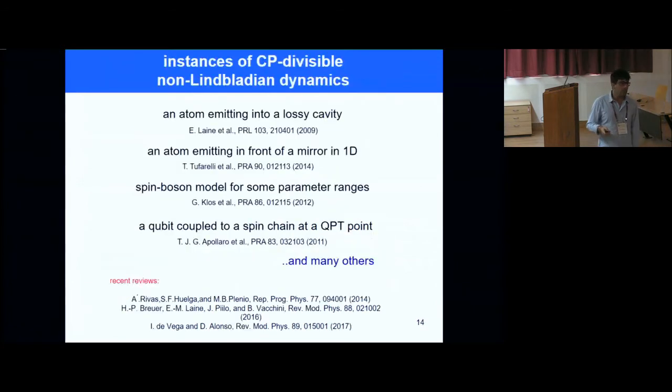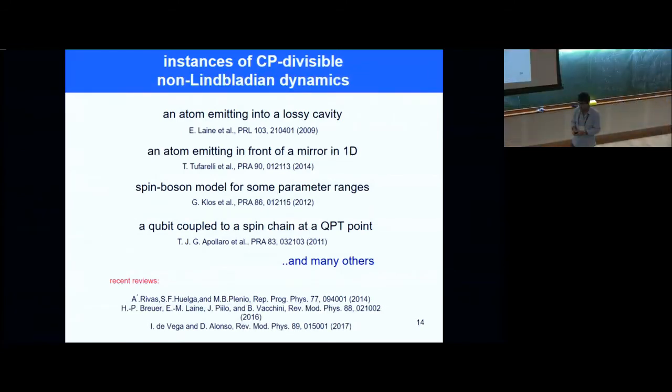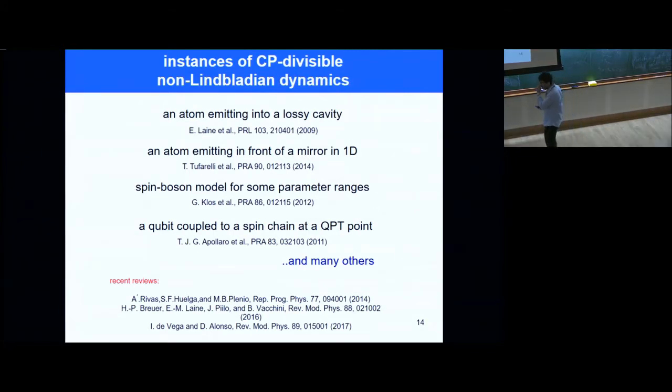Okay, what about instances of negative rates? You can interpret this as a momentary recoherence of the open system. So the open system normally decoheres into the reservoir, but the reservoir can give back information to the system. This is a momentary recoherence of the system.